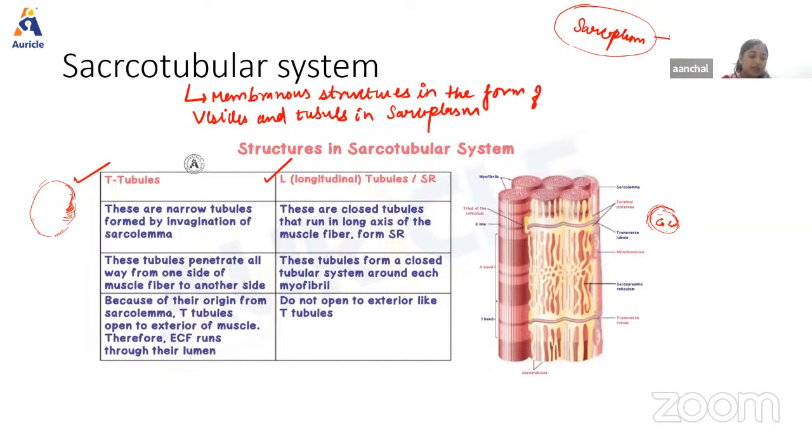And at regular intervals through the length of the myofibrils, the L tubule dilates to form a pair of lateral sacs that are known as cisternae. Okay. Now we're going to discuss the functions of the T tubule and also the function of the L tubule.